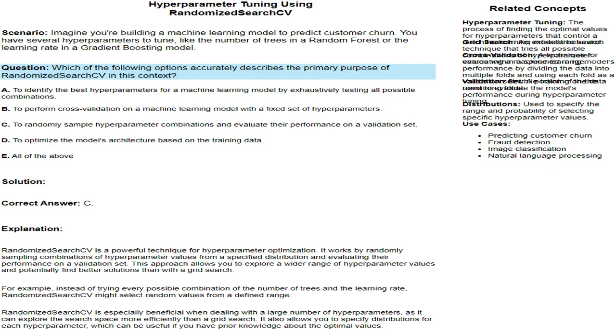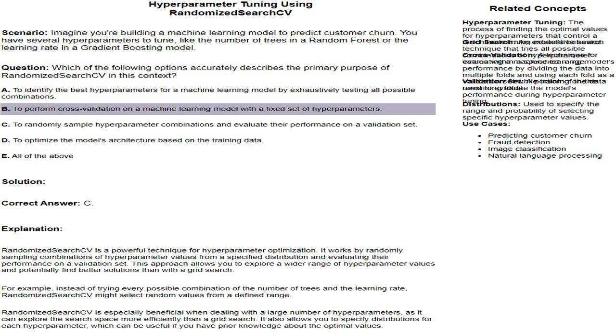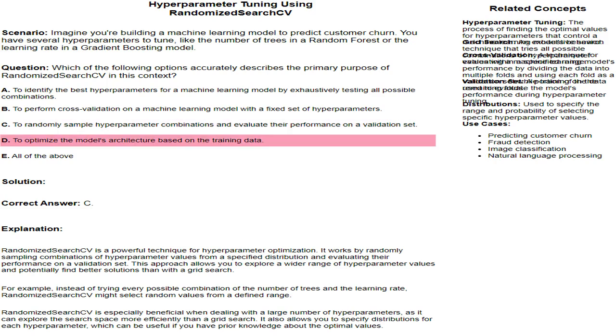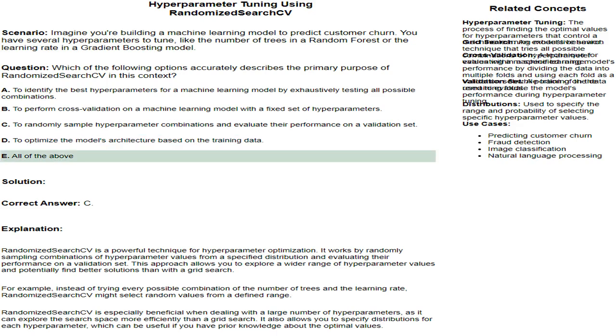Which of the following options accurately describes the primary purpose of randomized search CV in this context? A. To identify the best hyperparameters for a machine learning model by exhaustively testing all possible combinations. B. To perform cross-validation on a machine learning model with a fixed set of hyperparameters. C. To randomly sample hyperparameter combinations and evaluate their performance on a validation set. D. To optimize the model's architecture based on the training data. E. All of the above.